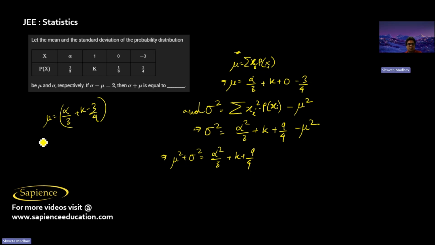Now here it is told that sigma minus mu is equal to 2. So sigma minus mu whole square is equal to 4. It means I can say sigma square plus mu square minus 2 mu sigma is equal to 4.